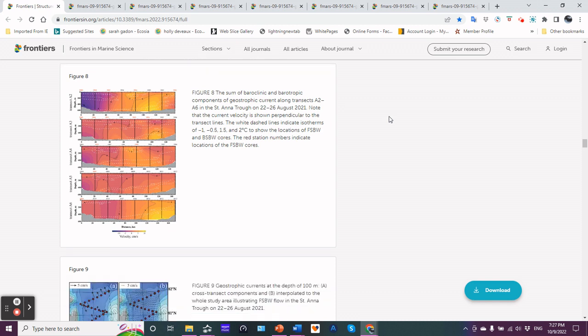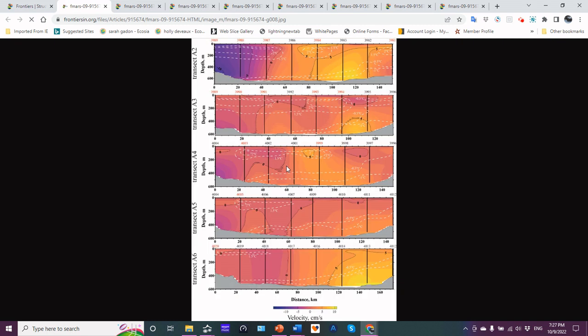Okay, so then they talk about the sum of baroclinic and barotropic components of the geostrophic current along those transects. Note that the current velocity is shown perpendicular to the transect lines. These are your transect lines, and the white dashed lines indicate isotherms. Okay, so let's take a look at figure 8. So here we get the velocity.